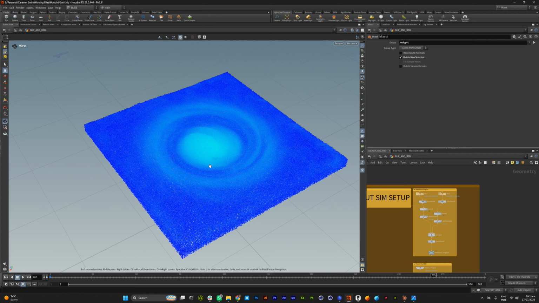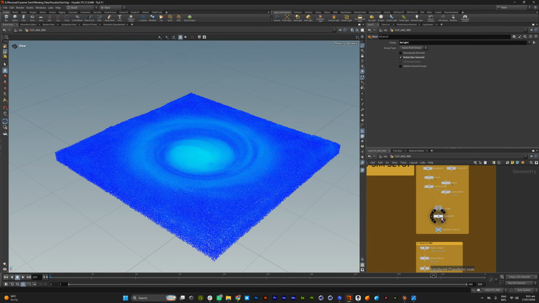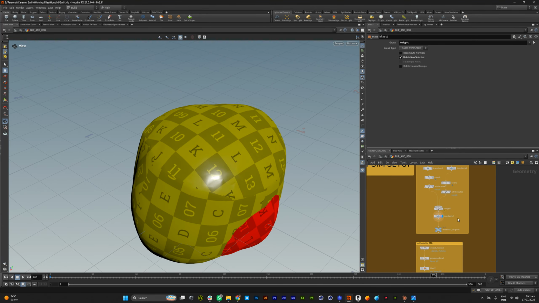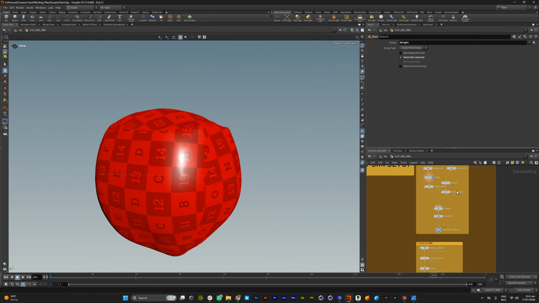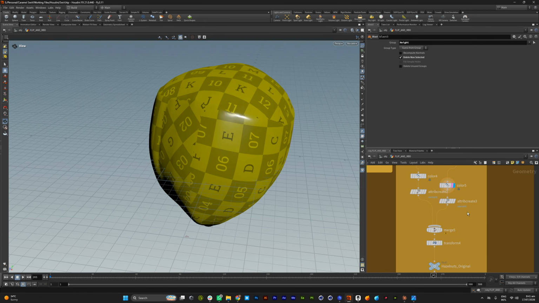Now, for my RBD simulation, I just imported these hazelnut models that I got from, I think, Megascans. Yeah, these were from Megascans, and I got them.